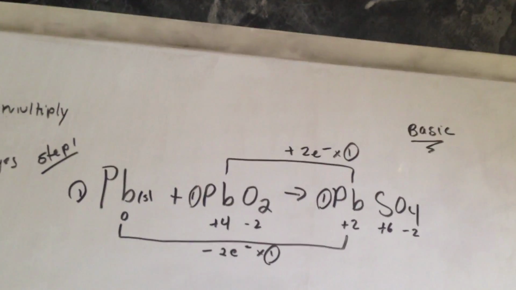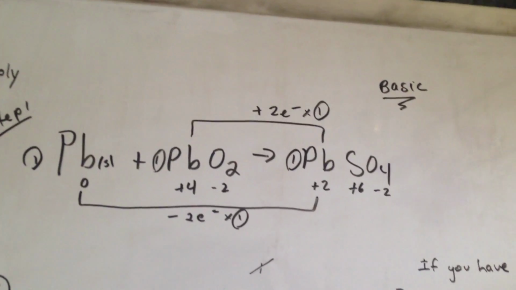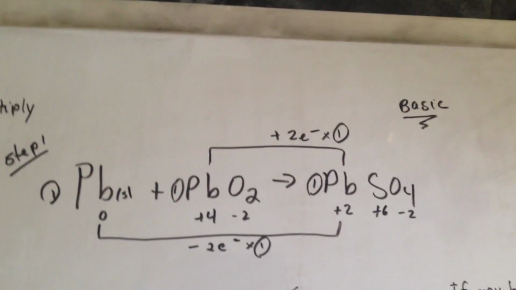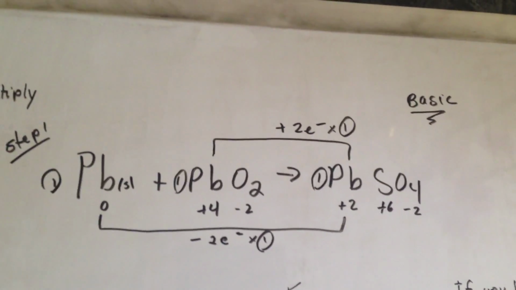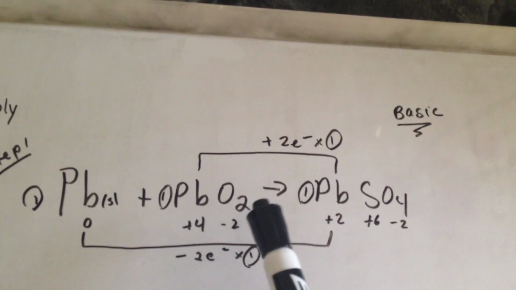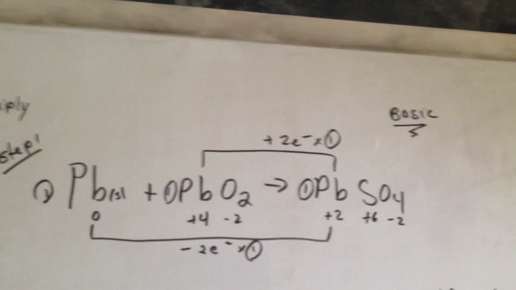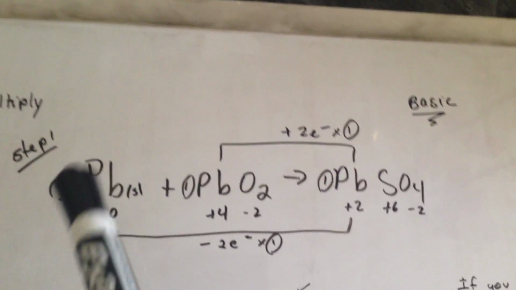So for step one, I have this reaction. It's from a lead acid battery. So what happens here, we have lead, lead oxide, and we have lead sulfate. So the first thing we have to do is assign oxidation numbers.